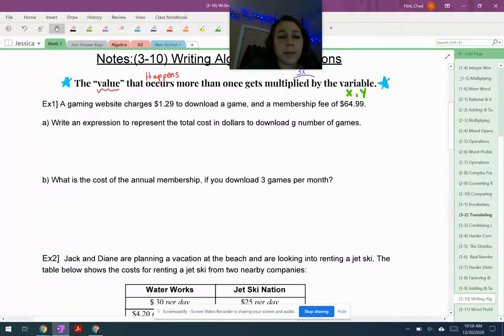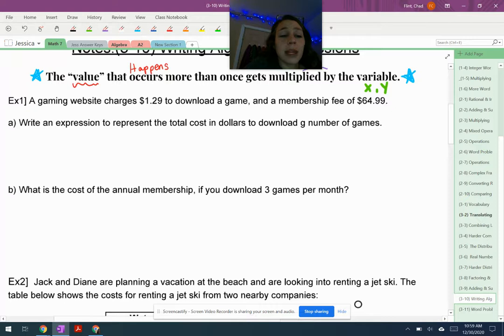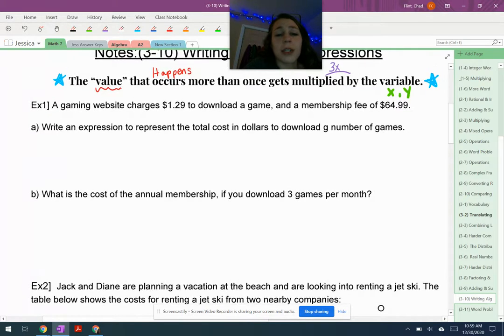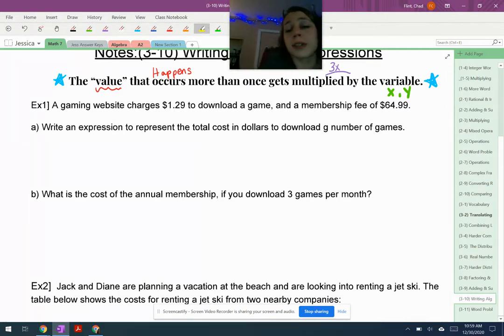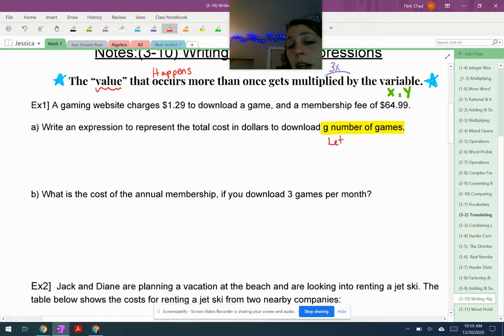So example 1. A gaming website charges $1.29 to download a game and a membership fee of $64.99. Write an expression to represent the total cost in dollars to download G number of games. So that's a really important piece here, this G number of games. This is like a let statement. This is telling me let G equal the number of games. That's exactly what they're saying.